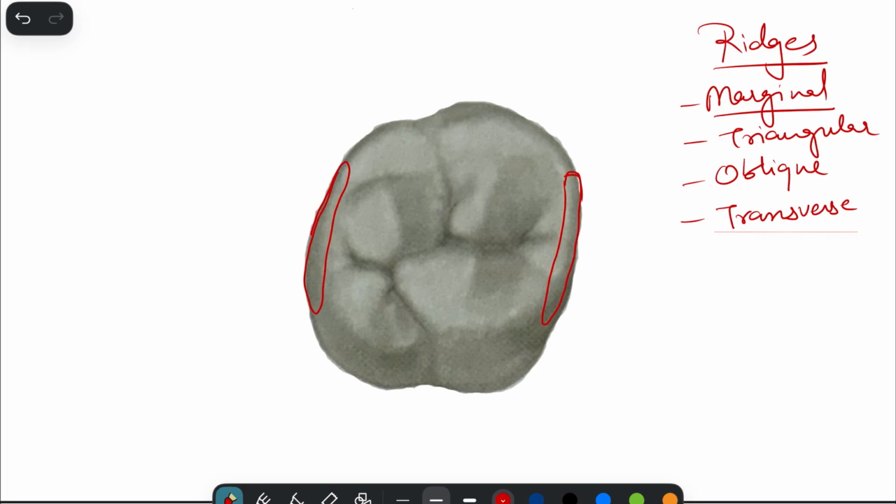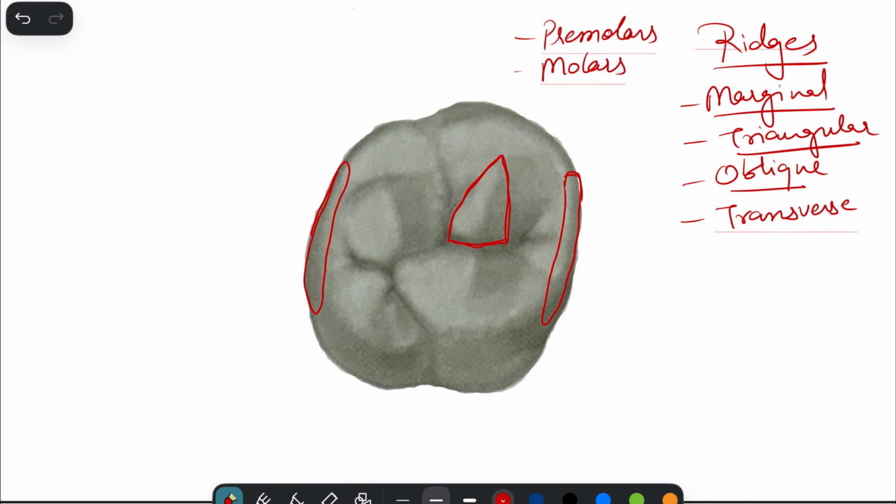So now the triangular ridge. A triangular ridge descends from the tip of the cusp towards the central part of the occlusal surface. So as you can see, this is your tip of the cusp, and then the elevated part here in a triangular form is your triangular ridge. Okay, it is mainly seen in premolars and molars.